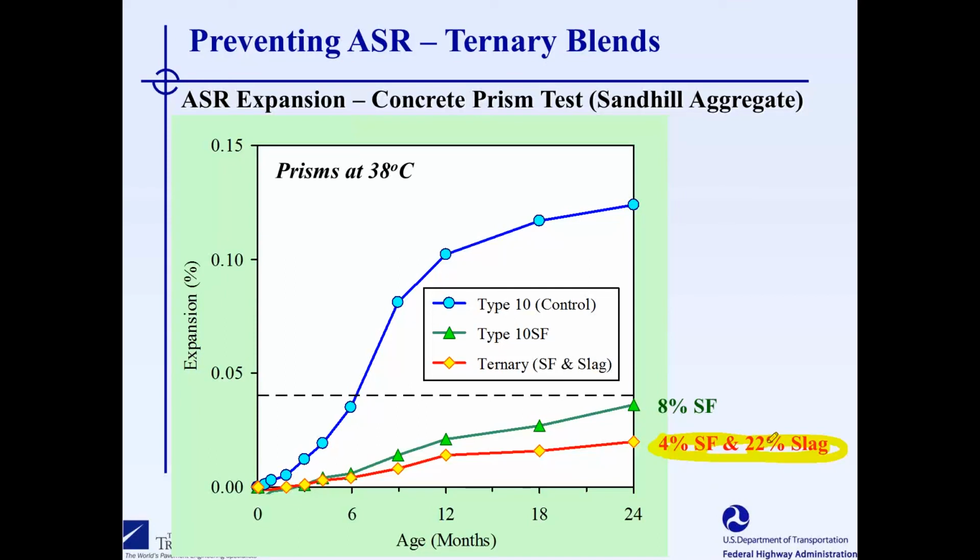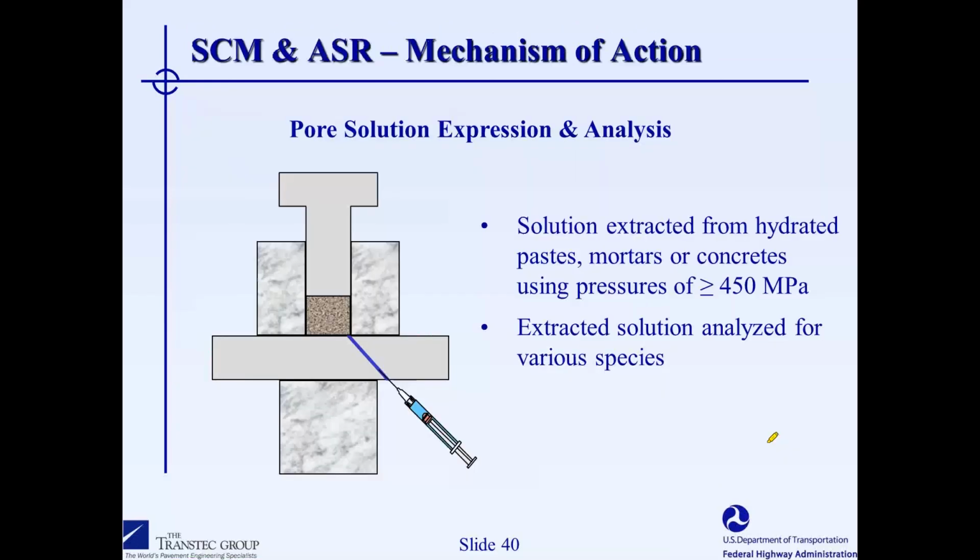If you were to put 3 SCMs together, and you determine the minimum quantity required of each of them, you could put 3 of them together and use a third of each of those minimum quantities, and again, control ASR. So the effects are kind of additive.